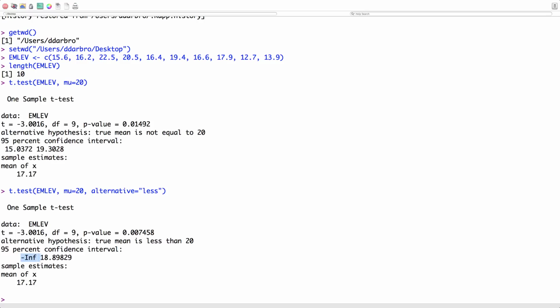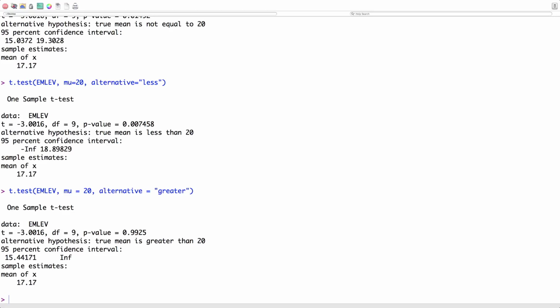Your 95% confidence interval would run from negative infinity to 18.89. I do not like the way that R presents confidence intervals when we do a one-tail or two-tail test. So guys, if I was going to run a one-tail test, I would run the two-tail test first, get the accurate confidence interval, and then, conducting the test of hypothesis, I would run the alternative equal less. If I wanted to run the alternative as greater than, it's probably pretty clear what I would do here. I would run greater than.